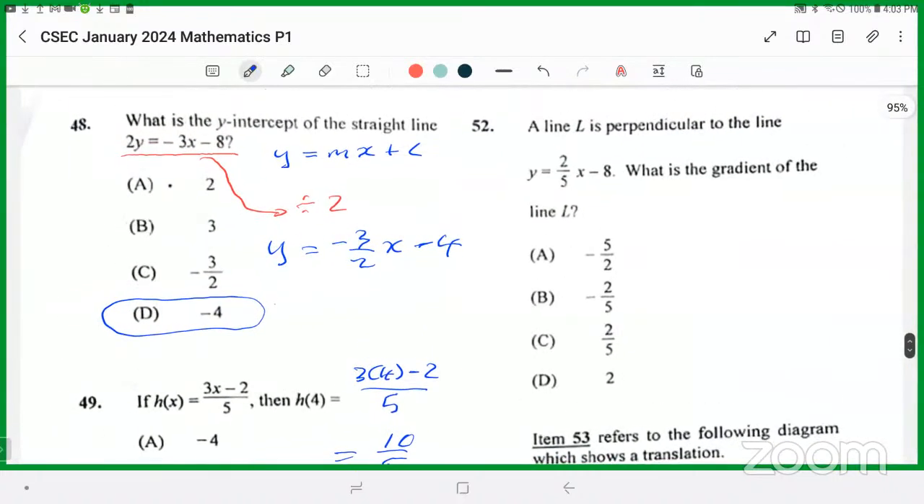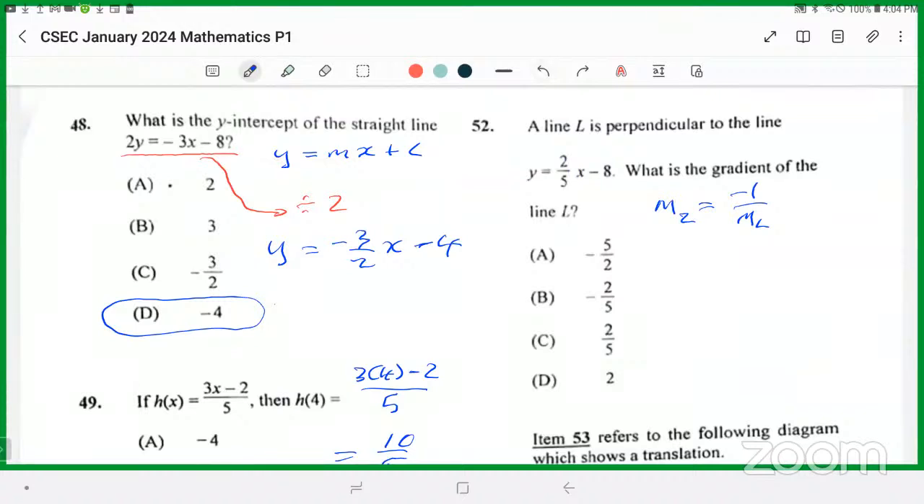This question says the line L is perpendicular to this line. What is the gradient of the other line? So the gradient of the second line, let's call it line 2, is minus 1 over the gradient of L. The gradient of L is this. So how do we do this calculation? Flip this and change the sign. You could take this and put it on here if you want, but the quick way to do this calculation is to flip the one that you have and change the sign.